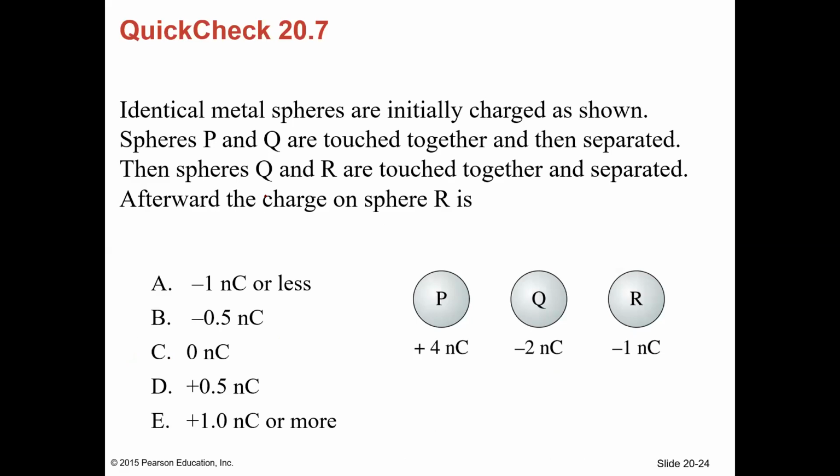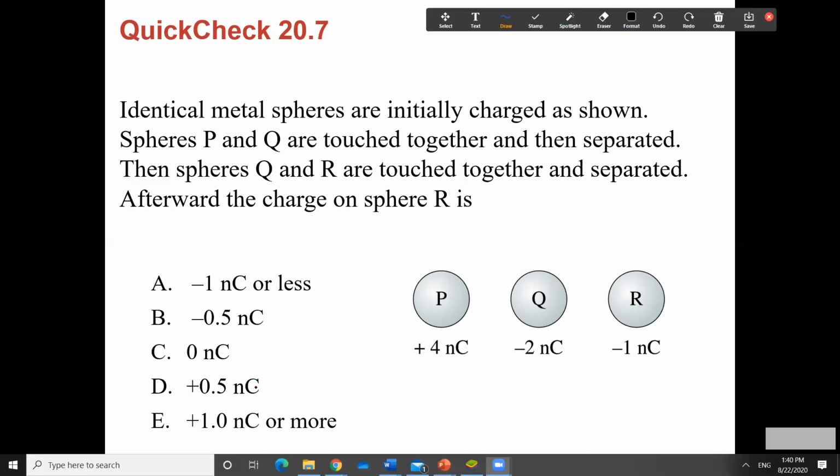So let's do the first step here. The first step, spheres P and Q. So we know they're conductors, right? They're metal spheres, so they are going to be able to exchange charge, or the charges will distribute themselves evenly among the two spheres. So P and Q touch together. Let's see what happens when they're touched together. I'm going to draw this out on the whiteboard here.